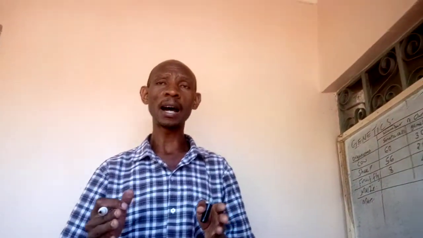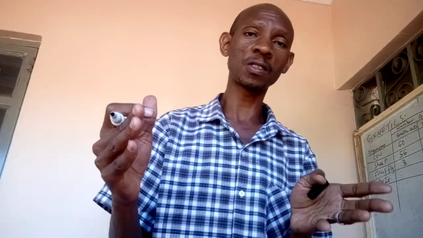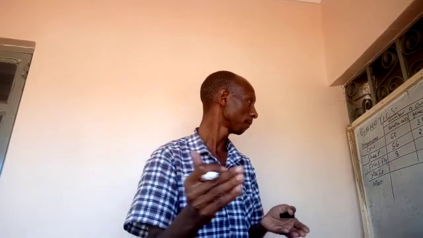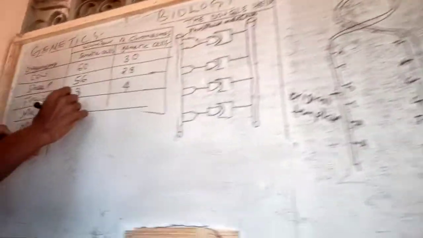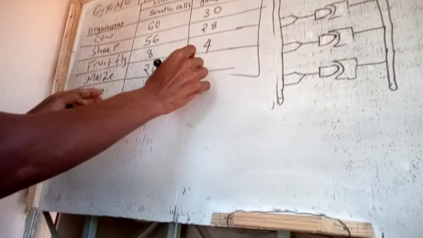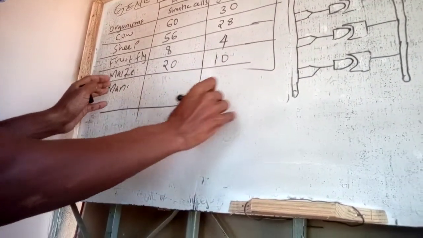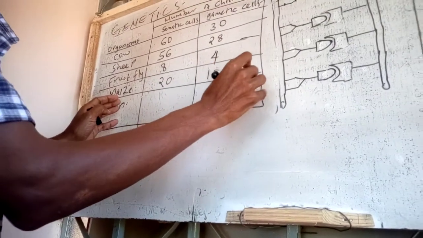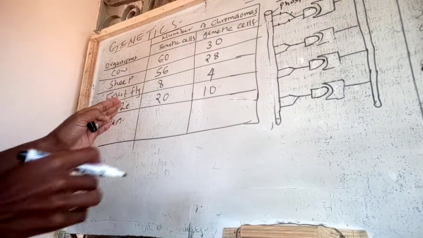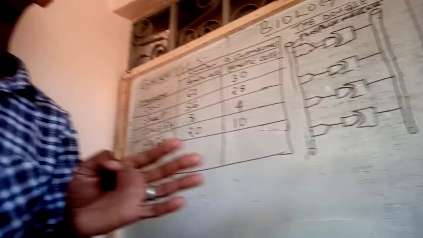And as far as maize is concerned, the number of chromosomes found in the somatic cell is supposed to be 20, while 10 chromosomes are supposed to be found in the gametic cell. And what about Homo sapiens?